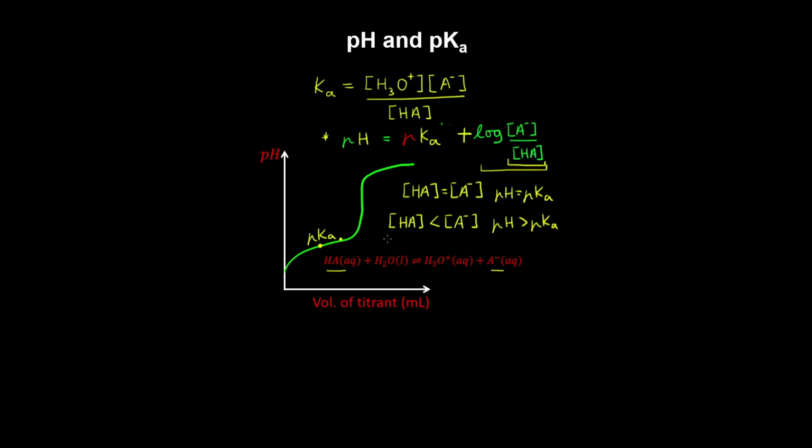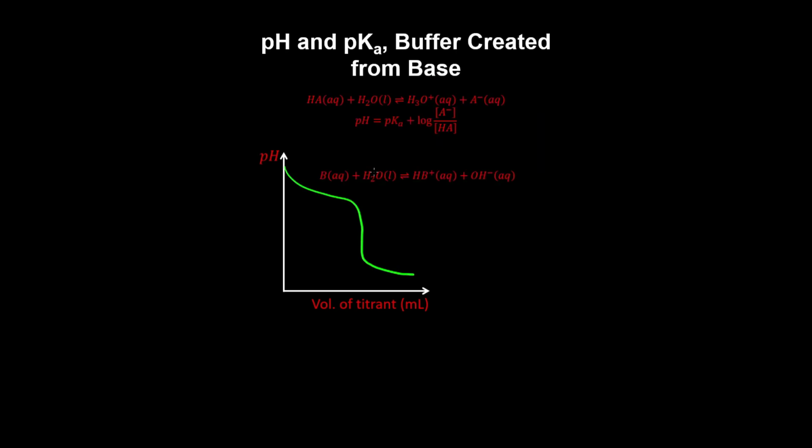And if the concentration of the acid is greater than that of the conjugate base, then this term is less than 0, and therefore the pH is less than pKa, which is for this case to the left of the half equivalence point. We can also use this relationship, which we'll see is known as the Henderson-Hasselbalch equation, for a buffer that's created from a base.